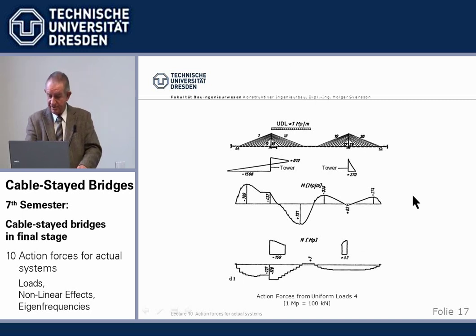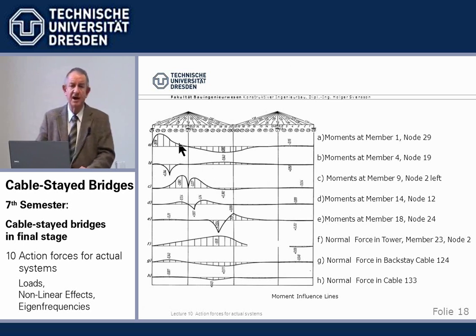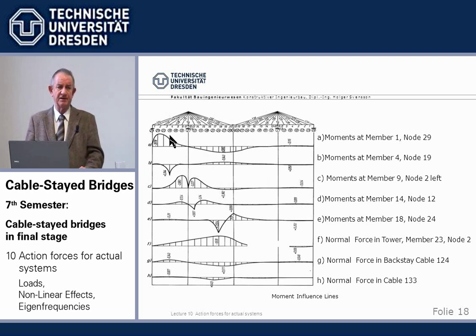This is something in between. If we now look at influence lines, which show us how much a moment at a given place becomes if I place a load somewhere else, then we see here, if we want the moment, member 2 left is here the beam moment at the support.